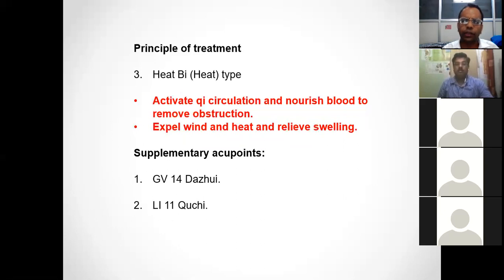Now comes the heat Bi syndrome. So what are the points we have to select? Same thing: expel the heat and relieve the swelling. What are the principal points? We will discuss. Now with the principal point, what are the points we have to use? GB14 and LI11.